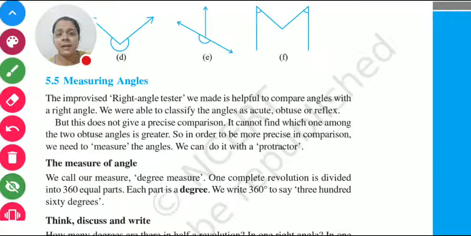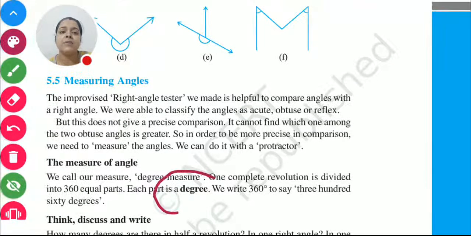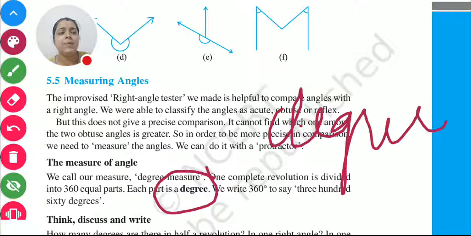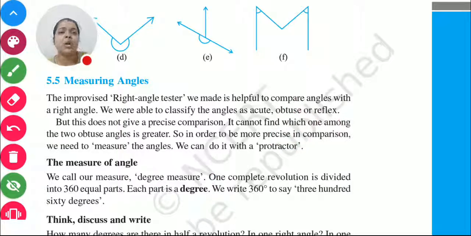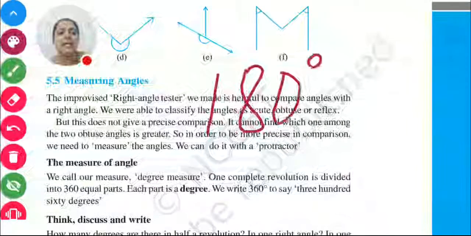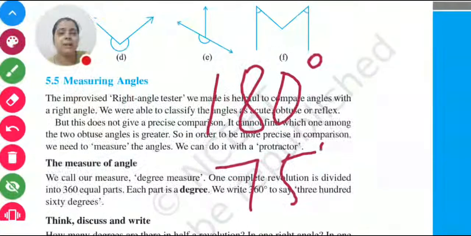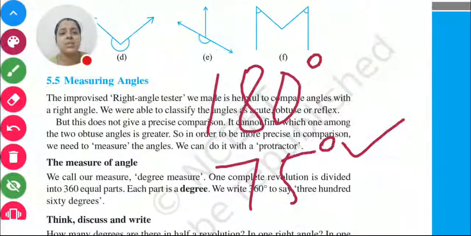So how can we find the measurement of an angle? First we need to understand it is always found in degrees. Now what is degree? How to mention degree? Do we need to write DEGREE every time, or do we just put a small circle over here? Whenever we talk about degree, we call it 180 degree. Don't write the spelling DEGREE. 75 degree. So this is called a unit to measure any angle.